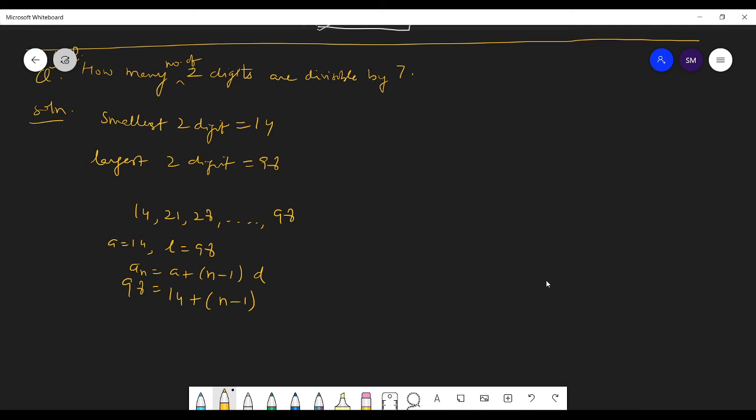So students, what is d? 7. 7. So 98 is equal to, you solve it out. So 14, subtract this side from 98. So what do you get? 84 is equal to (n minus 1) into 7. And 84 divided by 7 is 12. So this minus 1 will become plus 1. So n is equal to 13.